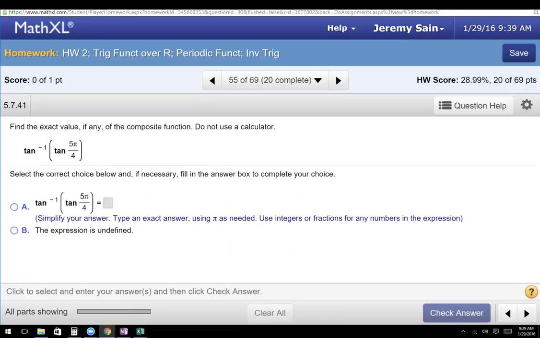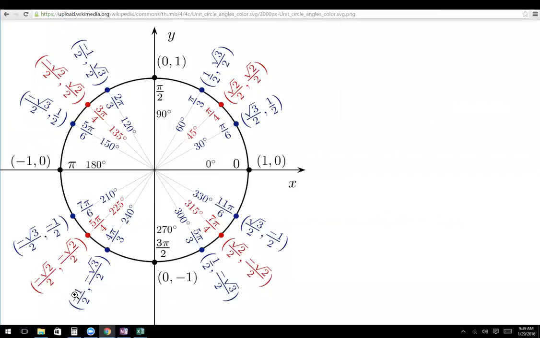Okay, this one's backwards though. So the other one, since we were doing the inverse tangent first, it was easy. This one we're doing the tangent first, so we're going to go the other way around. We're going to go to 5 pi over 4, find the slope, and then ask what angle either in quadrant 1 or quadrant 4 has that same slope, right? So go to 5 pi over 4, which is like over here. 5 pi over 4 is down here, right? So we want to find a place in quadrant 1 or quadrant 4 that has that same slope.